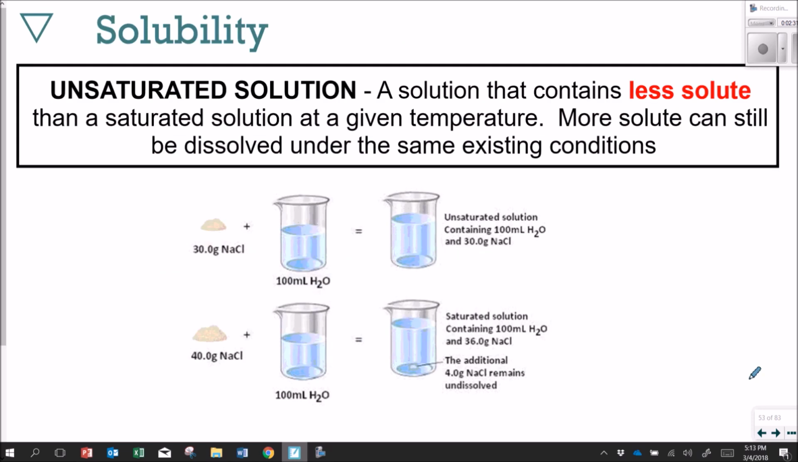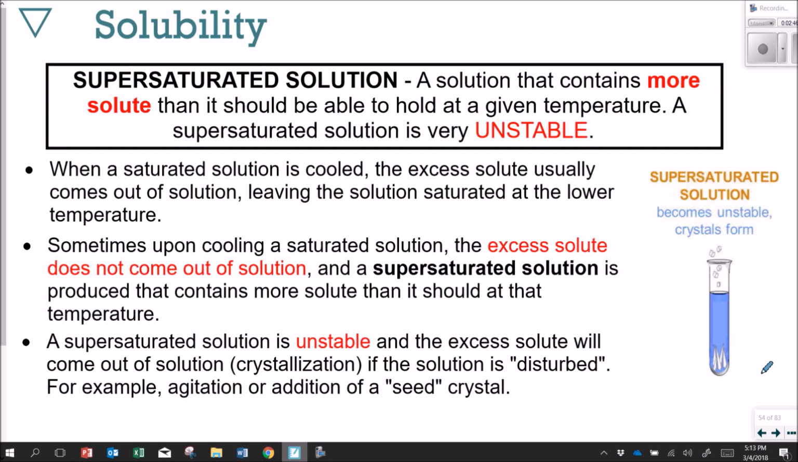An unsaturated solution is a solution that contains less solute than a saturated solution at a given temperature. More solute can still be dissolved under the same existing conditions. A supersaturated solution is a solution that contains more solute than it should be able to hold at a given temperature, so it is very unstable.